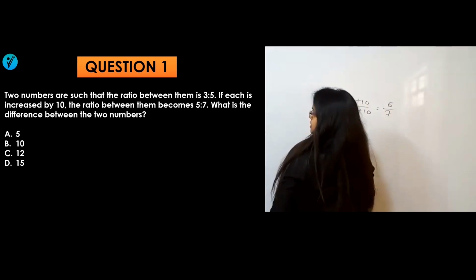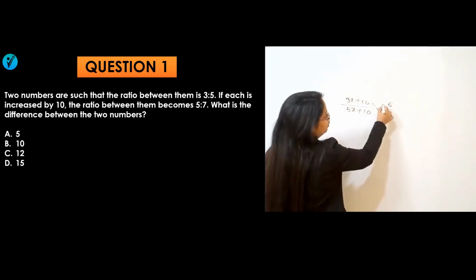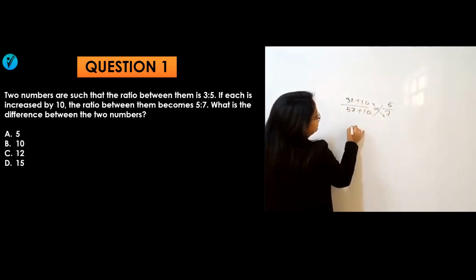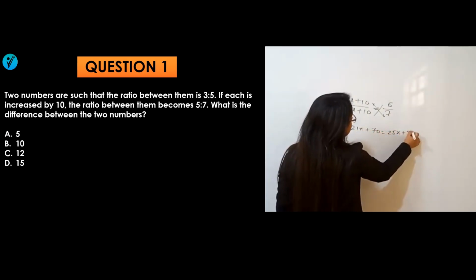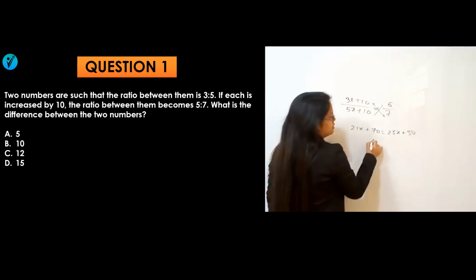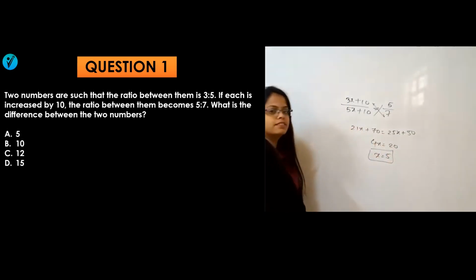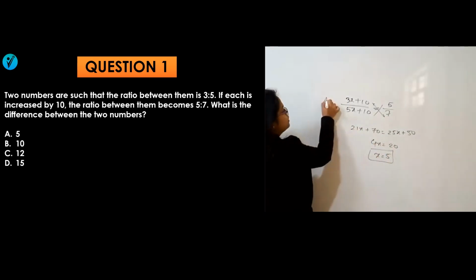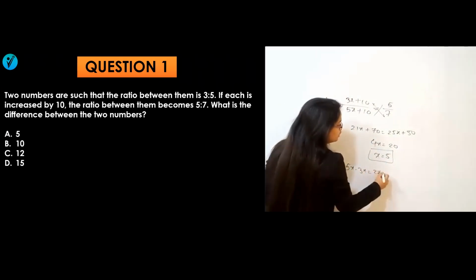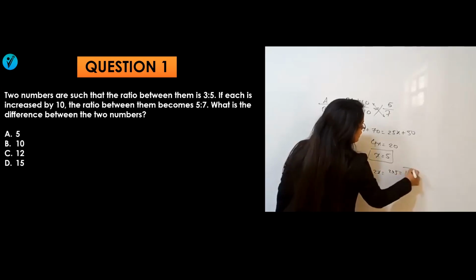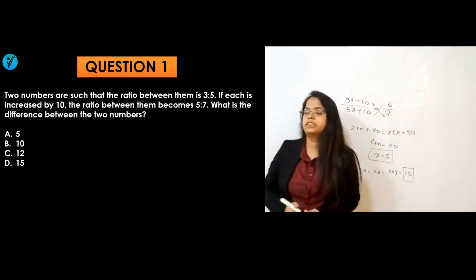They are asking what the difference between the two numbers is. Let's do the cross multiplication first. You will get 7 times 3 is 21x plus 70 is equal to 25x plus 50. 21 minus 25, that means 4x is equal to 20, so the value of x is 5. The numbers are 5x and 3x, the difference is 2x, so 2 times 5 is 10. Your answer, the difference, will be 10. That's it. Your answer will be option D.